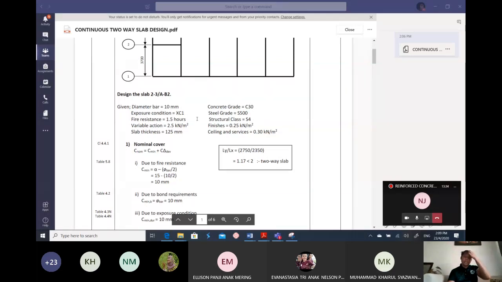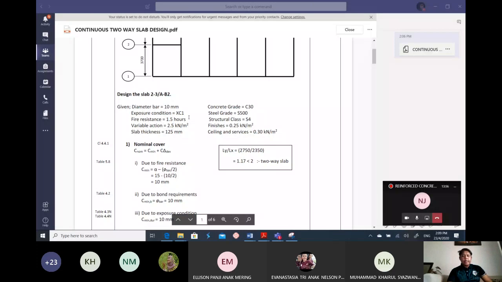Next is the variable action. If the variable action is not given, you have to refer to Eurocode 1 so that you can know the variable action based on the type of building, whether it is residential, houses, apartment, school, auditorium, and so on.